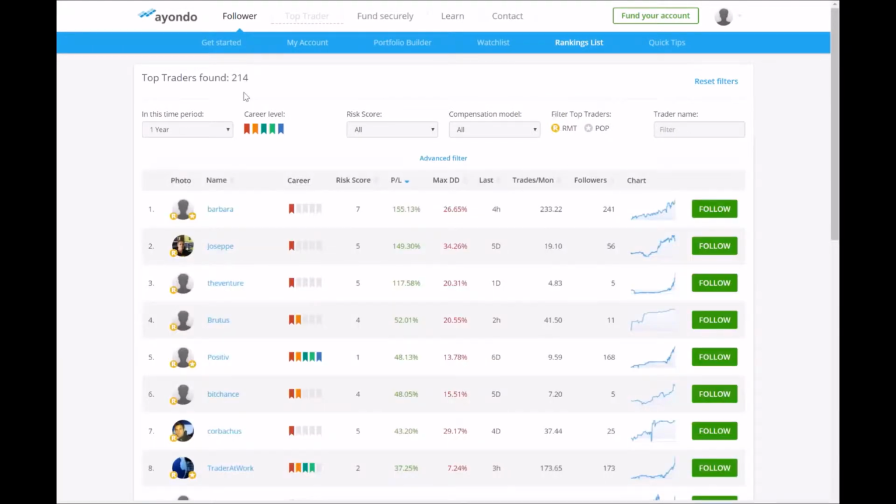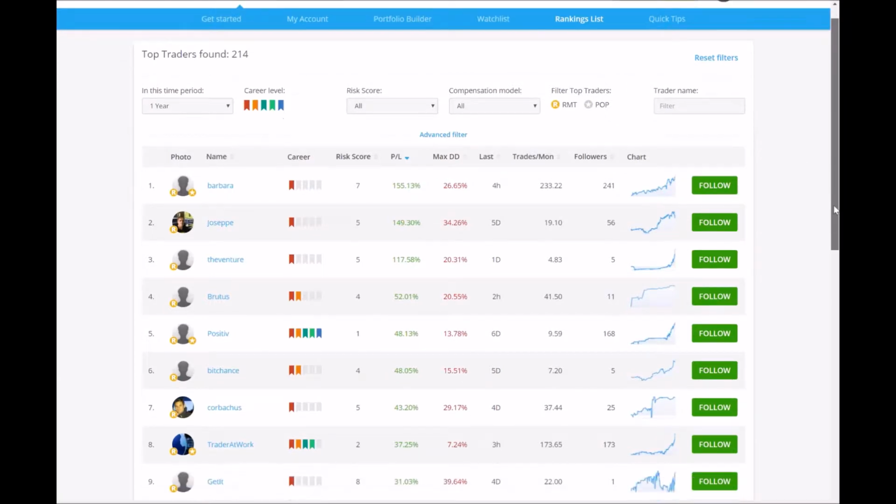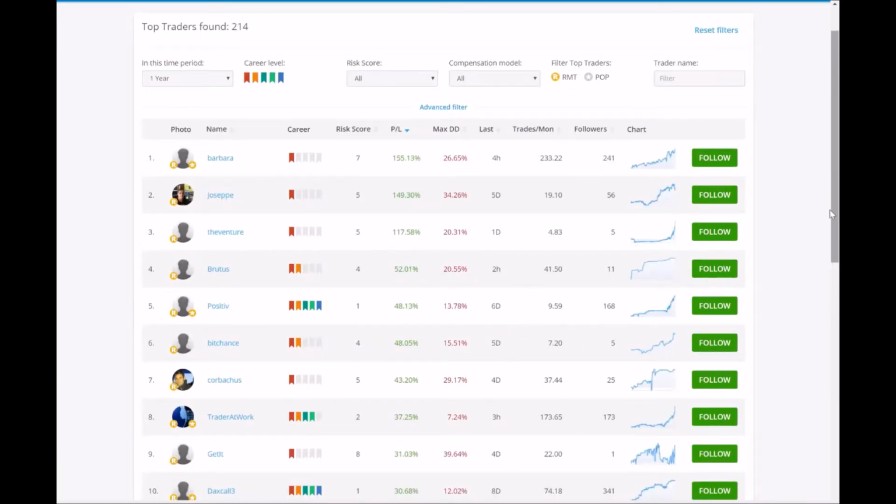And yeah, you can see a big change. We're now down to just, well, not just, we've still got 214 traders to choose from, but it's taken out any of those who are trading just on a demo account. So at the top, we have Barbara. Barbara's return over the last 12 months has been 155%. Then we have Giuseppe, who's cropped up a few times on these webinars, up nearly 150%. The Venture up 117%. Big drop then. Brutus up 52%. Positive 48%, and so it goes on. So we have our league table of traders to choose from, and I filtered this based on real money.